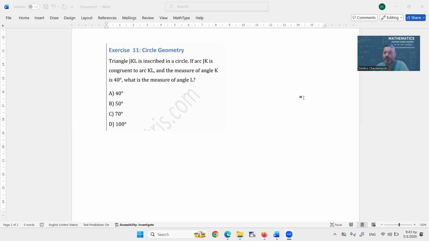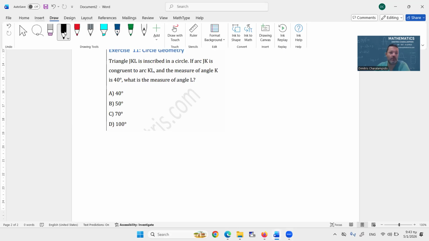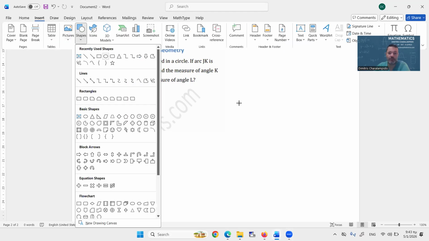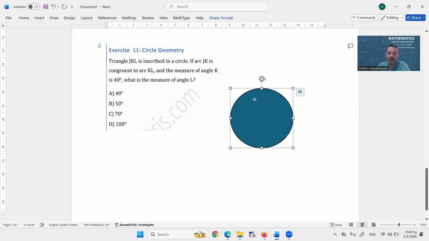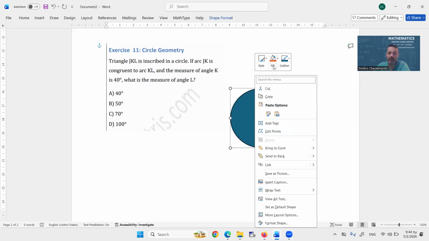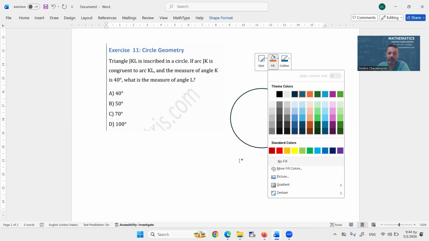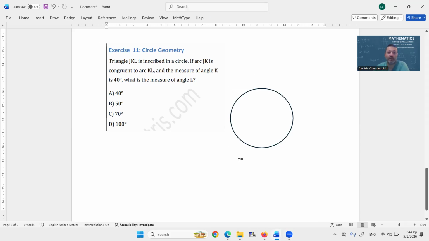Exercise 11. It's an exercise that involves circle geometry. Triangle JKL is inscribed in a circle. Okay, so let's draw a circle to see that in a better view. Let's pick out the inside. So we have a circle, and within it we have a triangle. Let's do it J.